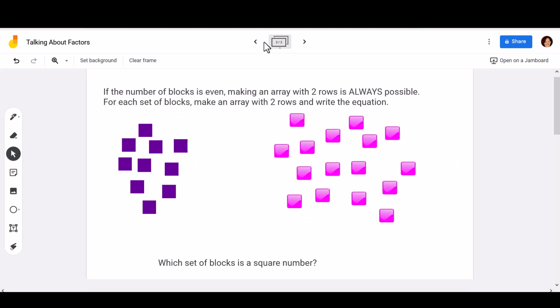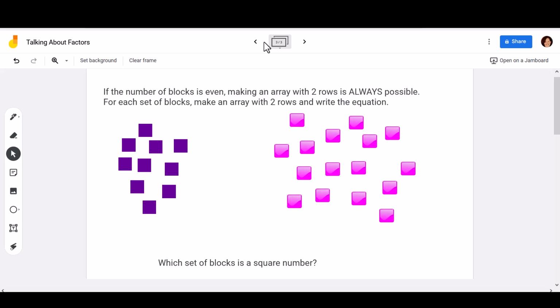On this one, have them play around and make an array with 2 rows. And what we want to reinforce here is the idea that all even numbers have 2 as a factor. In fact, you should talk about that with them and use the word factor after they make an array with 2 rows, and then write out 2 times 5 equals 10 under the blue ones, and I think the purple ones will be 2 times 8 equals 16.